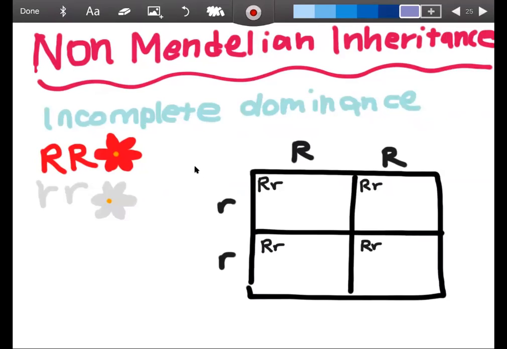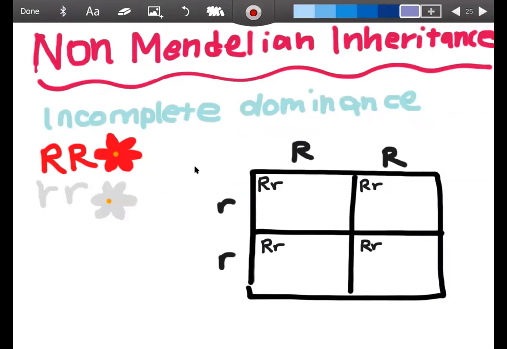And then going into non-Mendelian inheritance, this is when things are a little bit different than what Mendel saw in his pea plants. And so some genes can be inherited in this non-Mendelian way, and they can be expressed a little bit differently than at least Mendel expected.